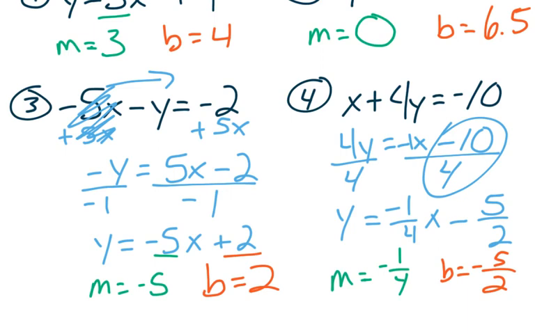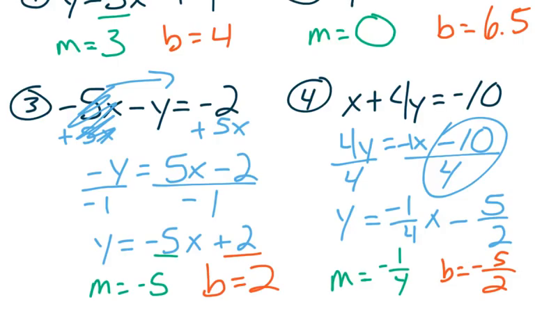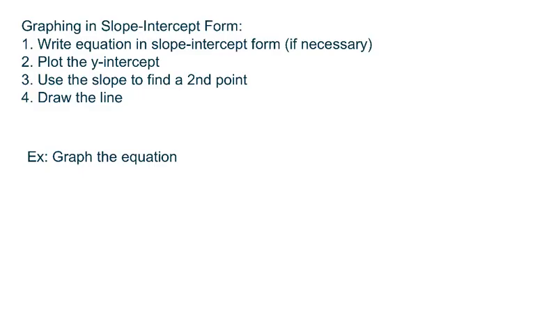All right, now that we've seen slope-intercept form, let's jump into graphing in slope-intercept form. Here are your 4 steps. Number 1, write the equation in slope-intercept form if necessary, and that's what we did here in examples 3 and 4. Number 2, plot the y-intercept. Number 3, use the slope to find a second point, and I'll show you how to do that. And then number 4, the easiest one, draw the line. All right, so let's just jump right into it.